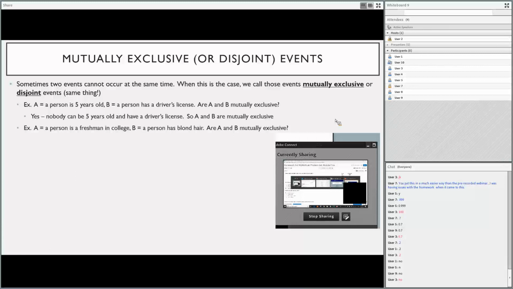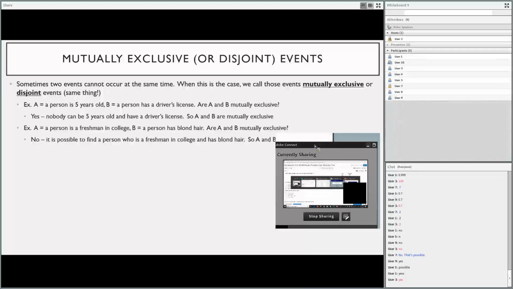Let's try another example. So let's say the event A is a person is a freshman in college, and event B is that a person has blonde hair. And we want to know if A and B are mutually exclusive. So we ask ourselves, is it possible to find a person who is a freshman in college and also has blonde hair?